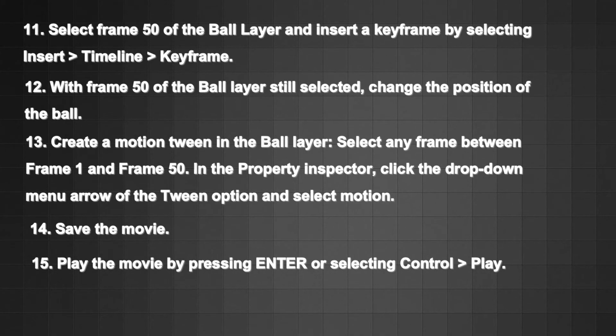Select frame 50 of the ball layer and insert a keyframe by selecting Insert, Timeline, Keyframe. With frame 50 of the ball layer still selected, change the position of the ball. Create a motion tween in the ball layer. Select any frame between frame 1 and frame 50. In the property inspector, click the drop down menu arrow of the tween option and select Motion. Save the movie. Play the movie by pressing Enter or selecting Control, Play.